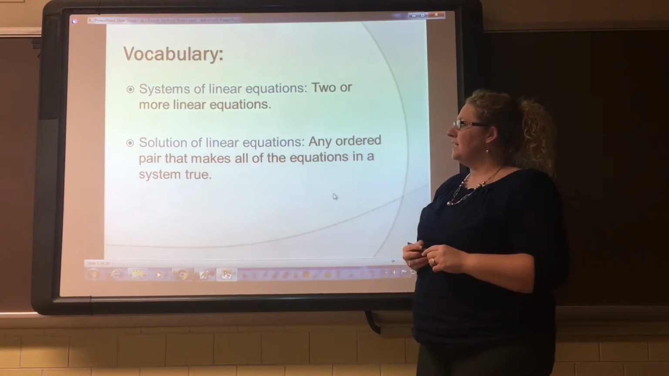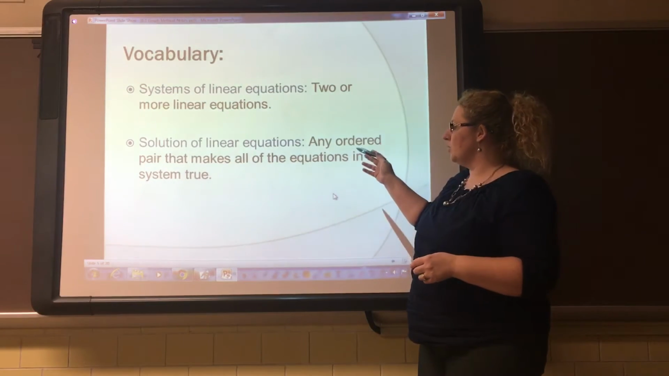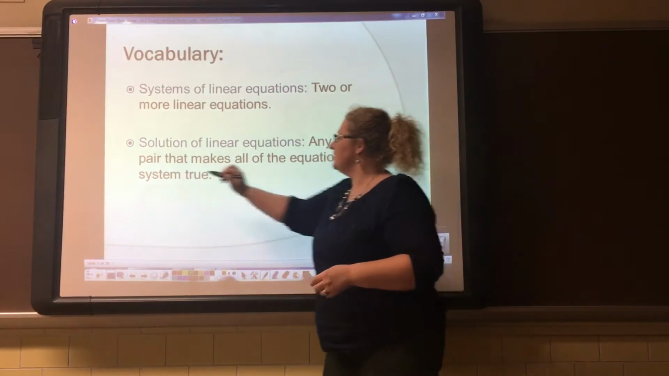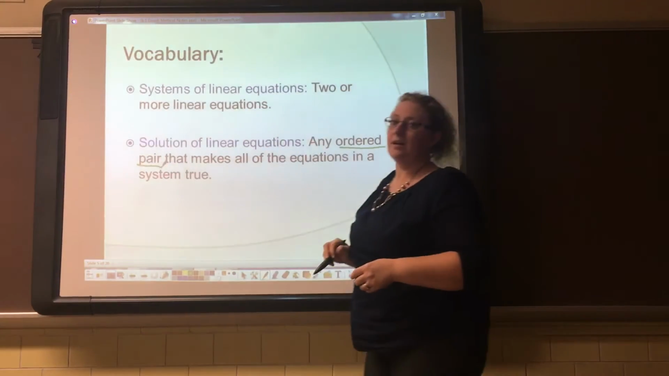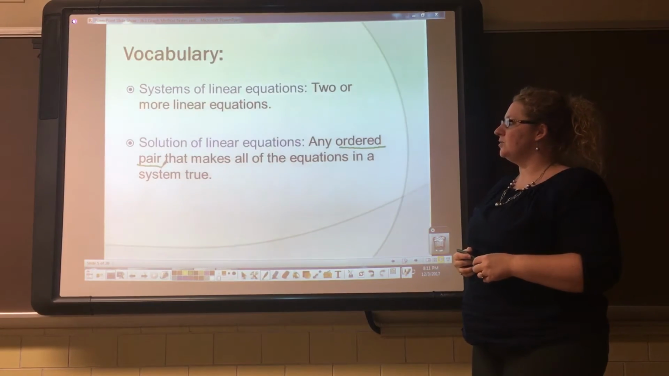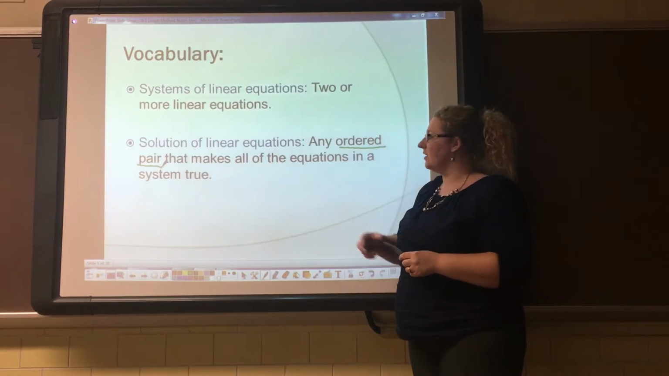Also, we're going to be looking at what is the solution of the linear equations. And that simply means any ordered pair, and that's your special vocabulary word to insert on your paper right now, any ordered pair that makes all of the equations in a system true. So we're just looking for what x and y coordinate, what point on the graph makes that true.